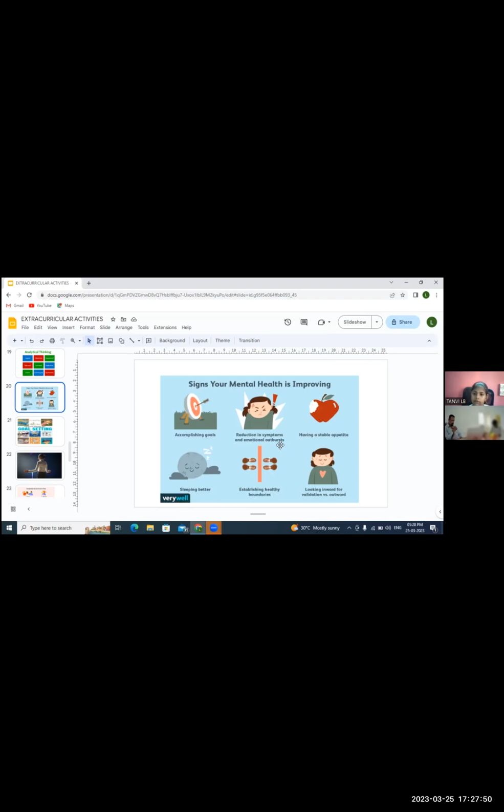I want you to explain the second slide where the girl is hurt, and look at the second picture in that slide. Reduction in symptoms and emotional outbursts. That's a very important point in this picture. Somebody has helped you to collect this picture and it has been so effective. So can you explain how extracurricular activities are helping to reduce our emotional outbursts? What are they trying to say with this picture?